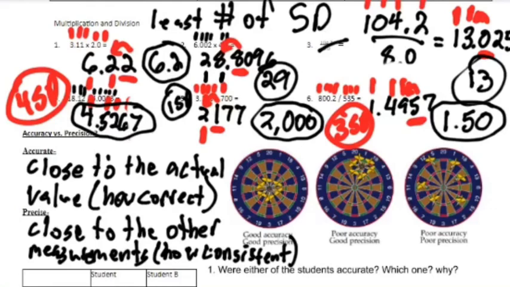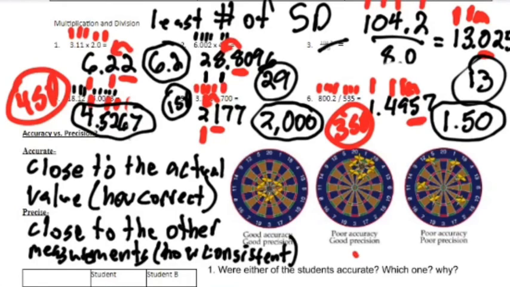If you were looking at these dartboards, you see that on this first one, all of the darts are right here in the center. They're on that bullseye, which is the correct value, if you will. That's what we're trying to get to. So they're accurate because they're all right here. Their average is where they want to be. They're precise because they're all clumped up really close together.